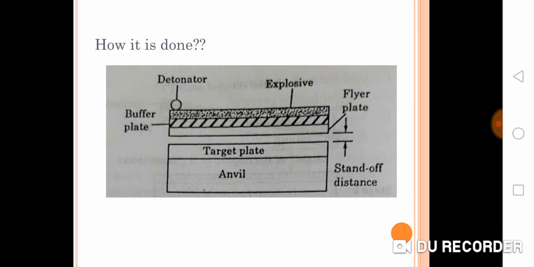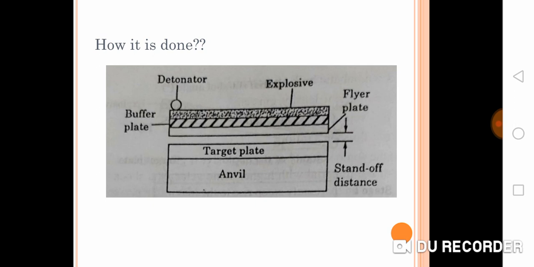Now the anvil: you can see the function of the anvil is to support the target plate. Then you can see here the buffer plate. When an explosion happens over the metal surface, there can be some damage due to the explosion, and after the joint formation this component has to be used somewhere. Therefore we have to protect the surface of the flyer plate from the explosion. So the function of the buffer plate is to protect the surface of the flyer plate from the damage caused by the explosion.